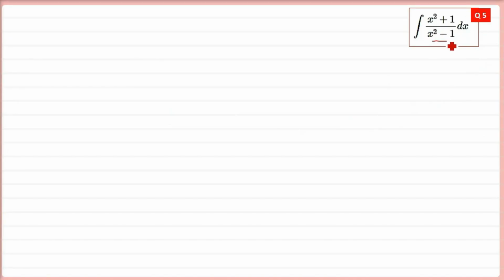In this question, x square minus 1, it's obvious that it is x minus 1 into x plus 1. We'll talk about that, but we would like to write the numerator in the form of the denominator. For that, just write the denominator as a numerator, add 2. It will form x square plus 1 only. So this integration will become something like this: integration of x square minus 1 plus 2 divided by x square minus 1. If you notice, the numerator will become x square plus 1 only.